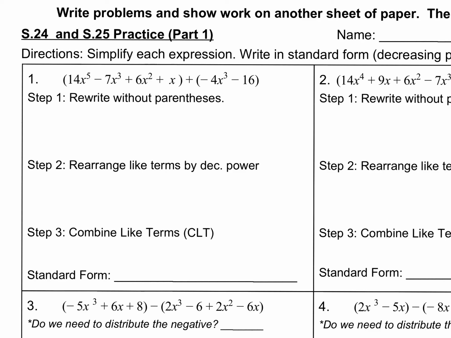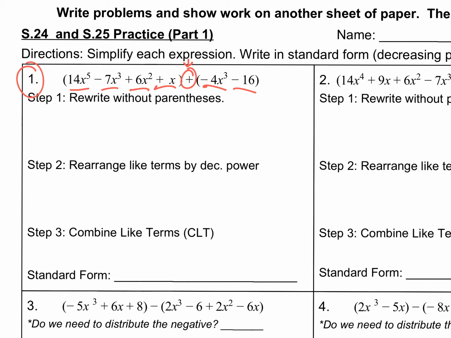Hey everybody, we're going to do a couple of these problems just to review with you how we can add, subtract, and multiply polynomials. So let's look at number 1. I have 14x to the 5th minus 7x cubed plus 6x squared plus x plus negative 4x cubed minus 16. Now notice here this is a plus. That means we are adding the polynomials.